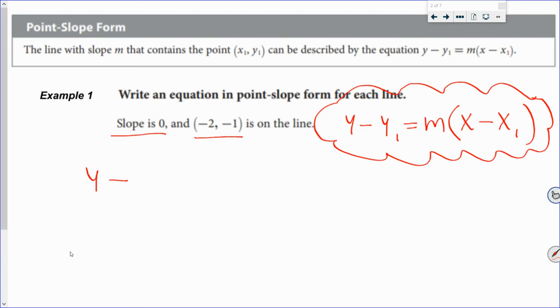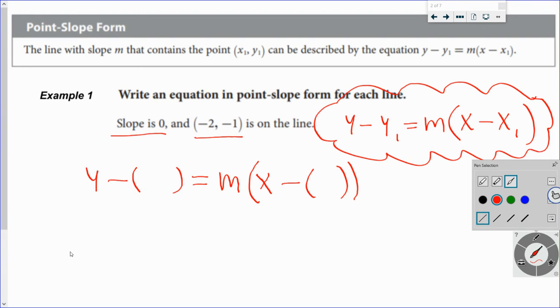So it's y minus, and here is where I'm going to insert the y that I'm given in my point. And then it'll be the slope times x minus, and again here is the x value. So all I have to do then is plug in the values that I need to. Let me show you what I mean by that. The slope will go right there.